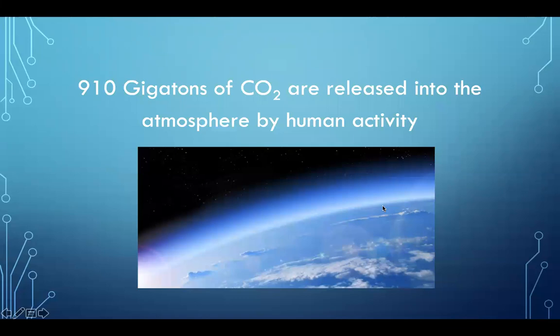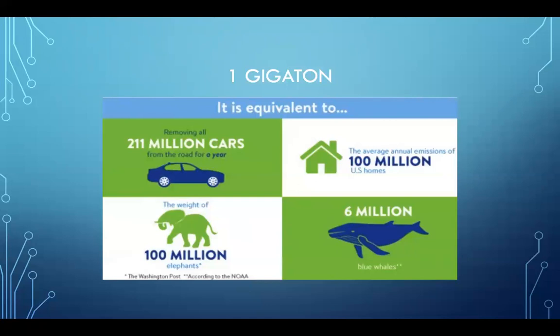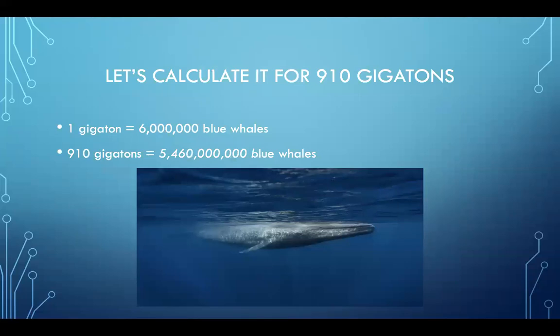If you didn't know, there are 910 gigatons of CO2 released into the atmosphere by us, which is a lot. And 1 gigaton is equivalent to removing 211 million cars from the road a year, the average annual emissions of 100 million US homes, the weight of 100 million elephants, and 6 million blue whales. Let's do some math.